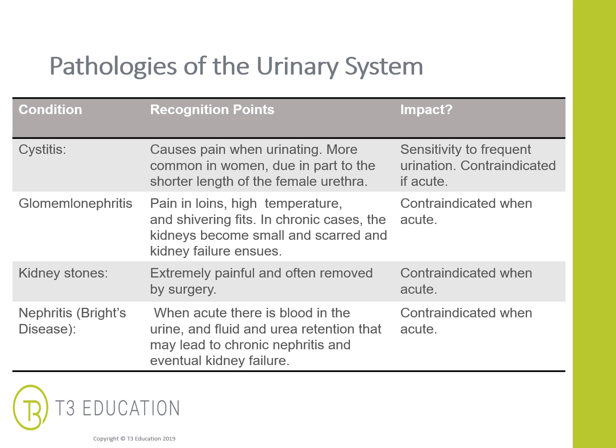We then have glomerulonephritis, that's a mouthful, and this is where deposits of substances found within the urine can form solid stones within the renal pelvis, bladder or ureters. And this is generally symptomized by pain in the loins, high temperatures, shivering fits, so it can be quite acute. But we do get chronic cases, and in those long-term chronic cases of this condition, the kidneys become small and scarred, and kidney failure can ensue. So if it becomes a long-term problem, it really is a problem. So again, in those acute stages, absolutely contraindicated.